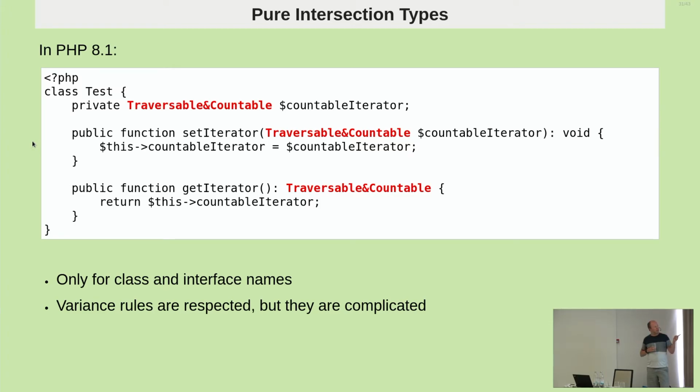So which means that if you inherit set iterator, to make traversable or countable wider, you get to drop one of them, right? Because if your original method requires traversable and countable, and your inherited method only requires traversable, there's nothing wrong with that. With a return type, it's the other way around. You can only make it narrower, so you could add another interface to it if you wanted to do that. Don't see a lot of use cases for that, but PHP will do this correctly. They are more complicated than the minute overview I just gave you.